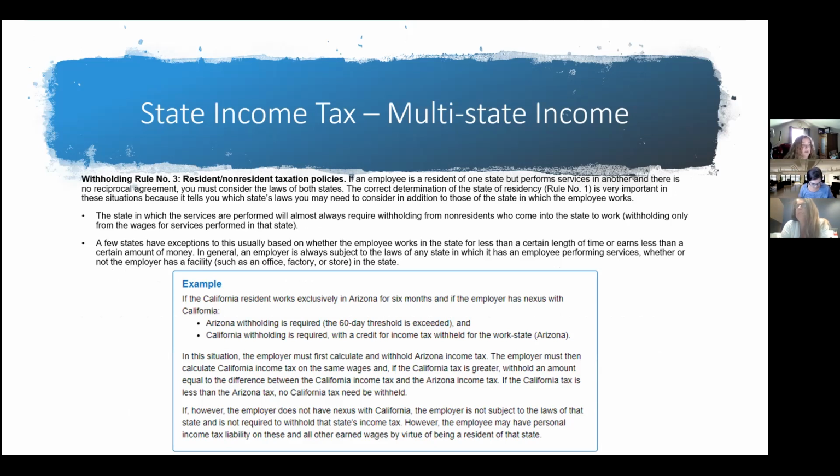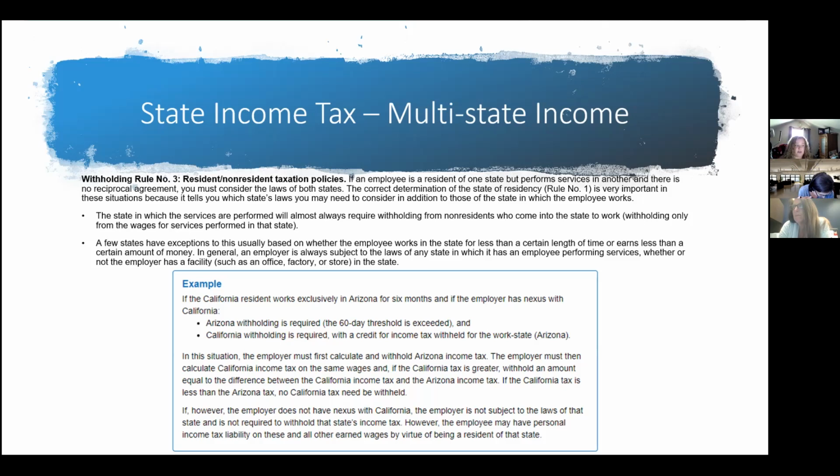Withholding rule number 3 is resident, non-resident taxation policies. If an employee is a resident of one state but performs services in another and there is no reciprocal agreement, you must consider the laws of both states. The correct determination of the state of residency, rule number 1, is very important in these situations because it tells you which state's laws you may need to consider in addition to those of the state in which the employee works. So, for example, we're in Western Colorado. If an employee worked in Western Colorado but lived in Utah, then this would come into play because Colorado and Utah do not have reciprocal agreements. So we may have to consider the rules of both states.